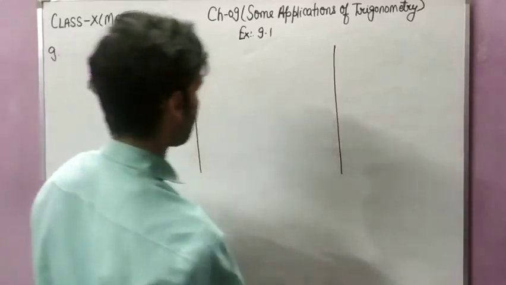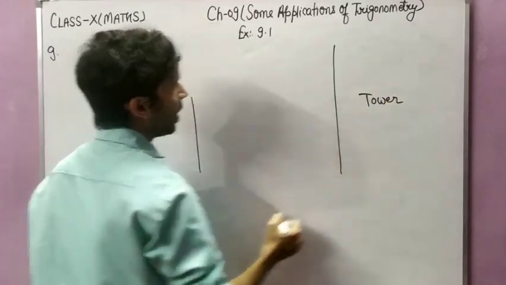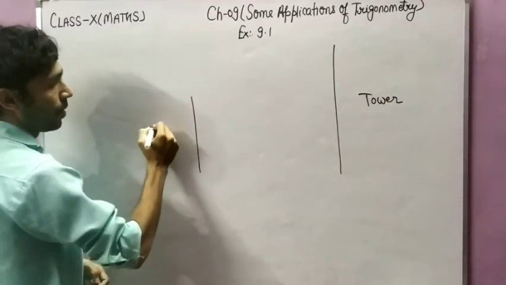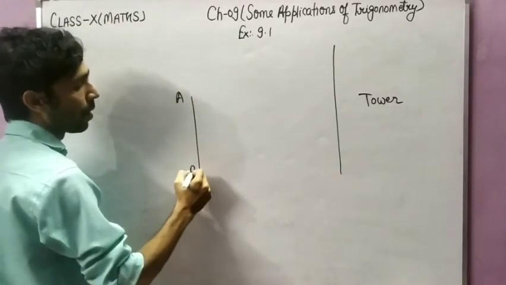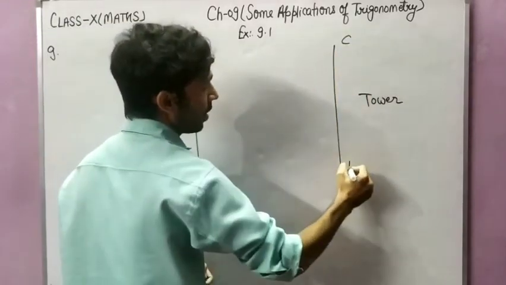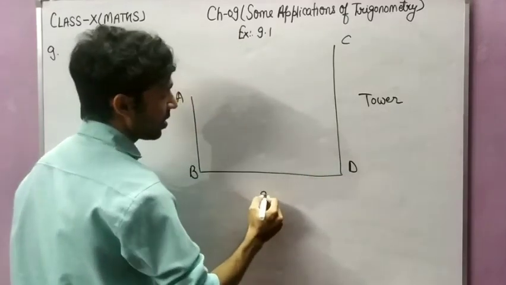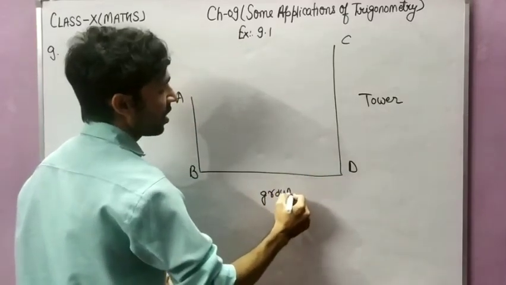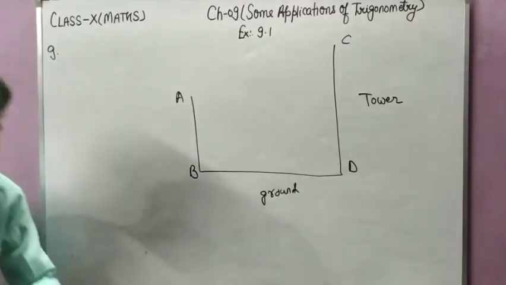ठीक है, so suppose there is a tower and there is a building. Suppose this building is AB and the tower is CD, and both are standing on the ground, and this is the ground. Obviously they both will stand on the ground. So now see, one by one we will solve.